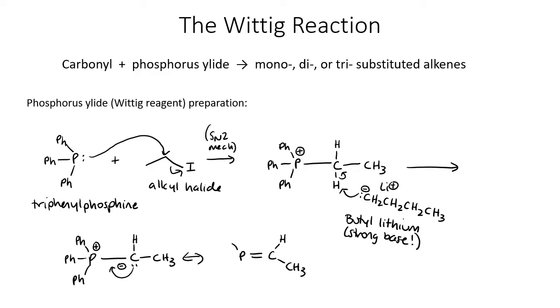Now phosphorus is capable of taking on more than 8 electrons, and by taking these extra electrons, it's actually going to restore its charge to neutral. So these resonance structures exist simultaneously with one another, and this is known as the Wittig reagent. So on the next slide, we'll see how the Wittig reagent will react with an aldehyde or ketone to form our alkenes.